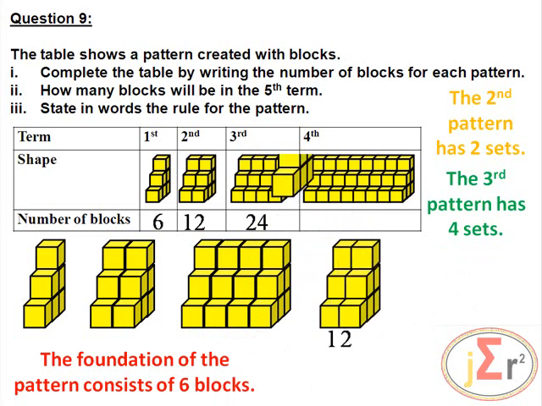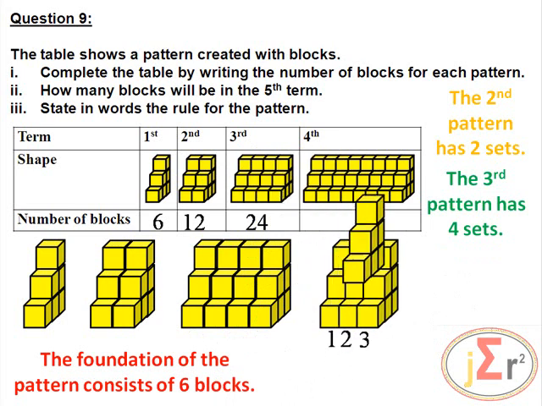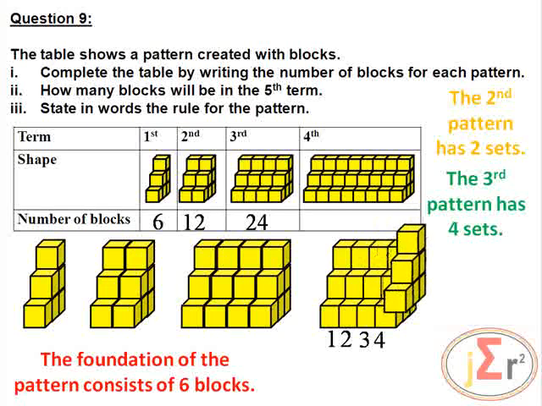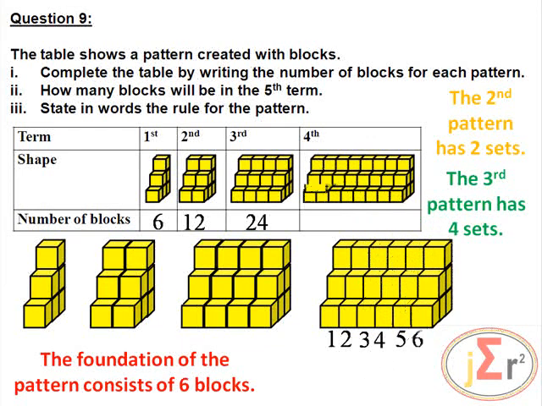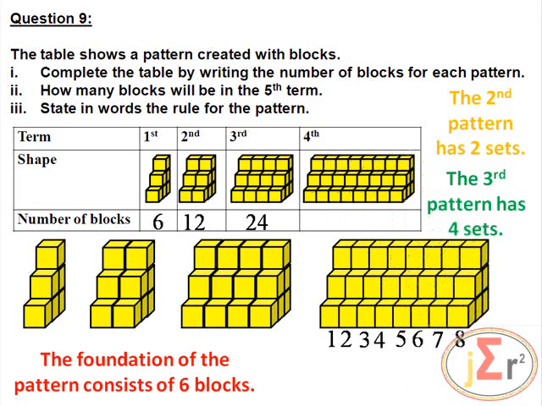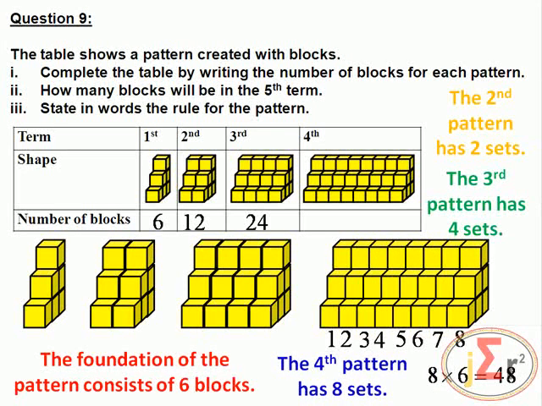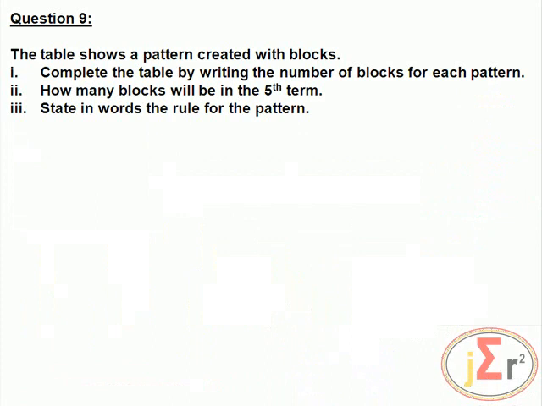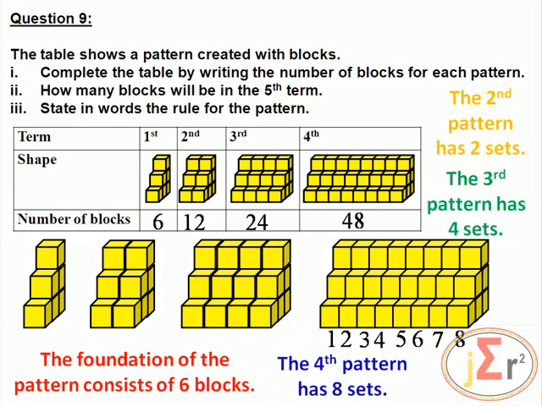The fourth diagram has 8 sets. 8 sets of what? The fourth pattern has 8 sets. 8 sixes, 48. So that will have 48 blocks. So we have completed the table.